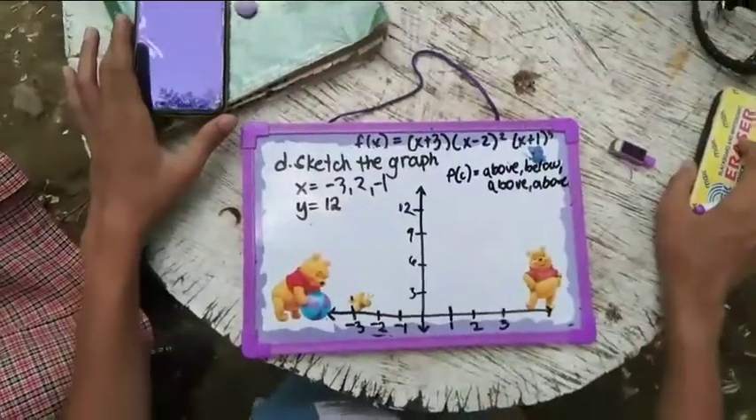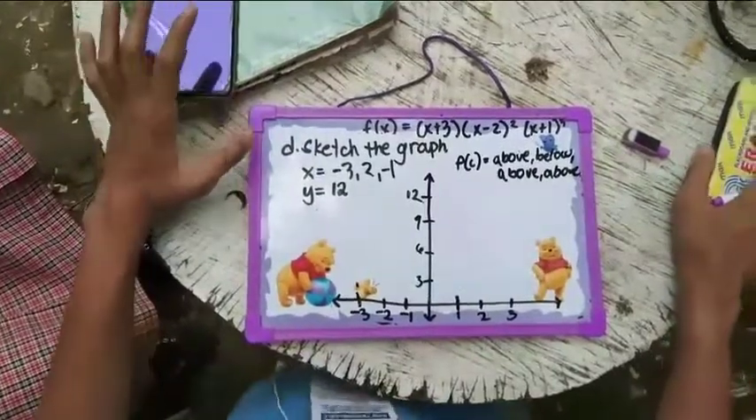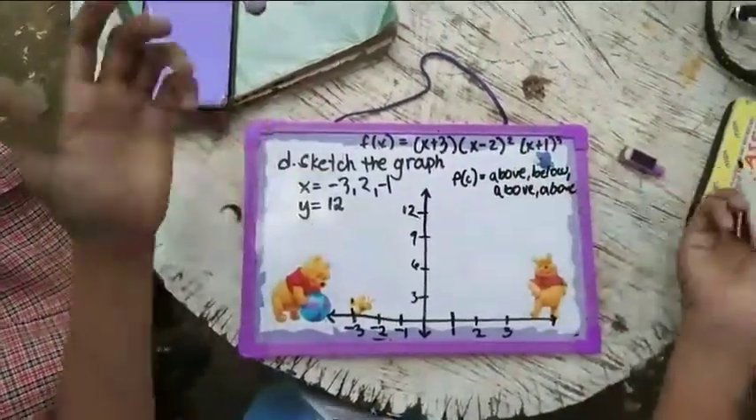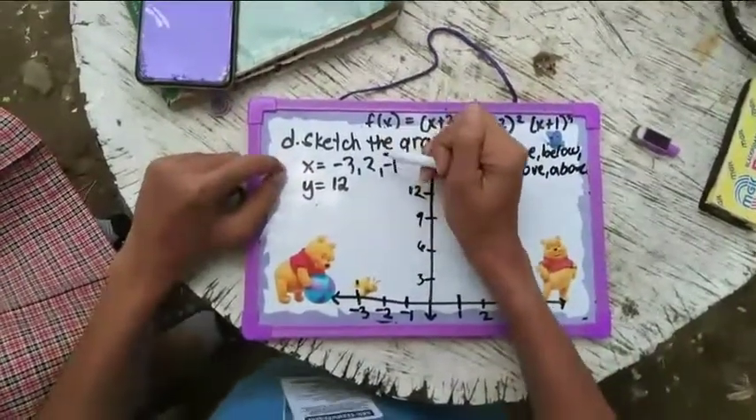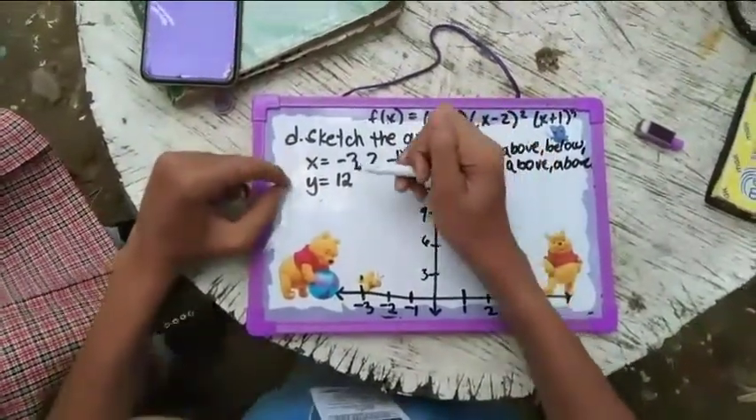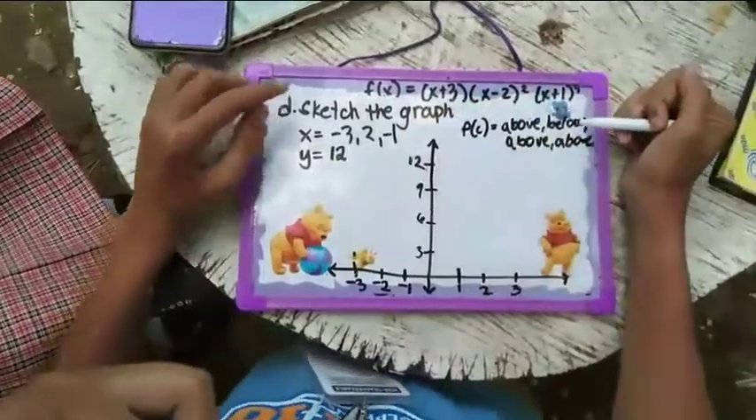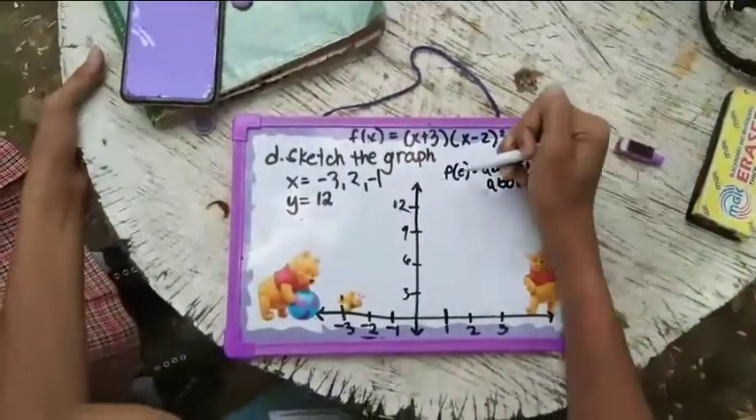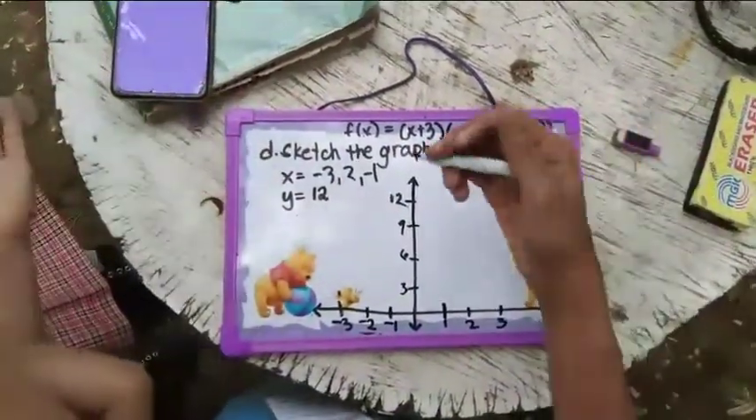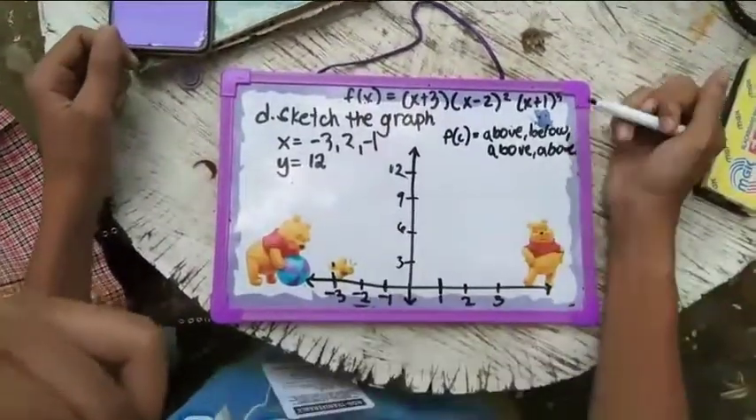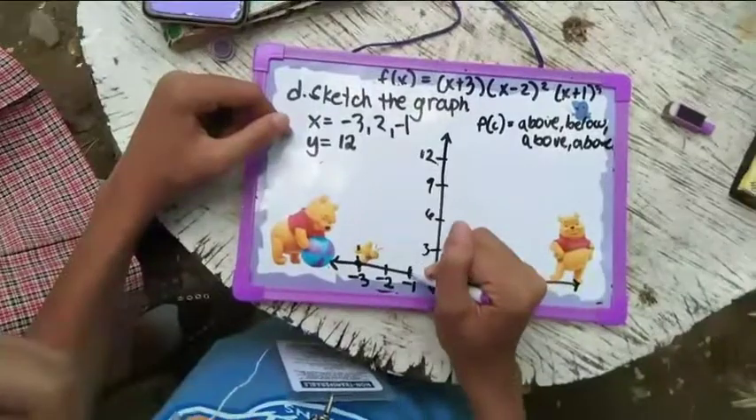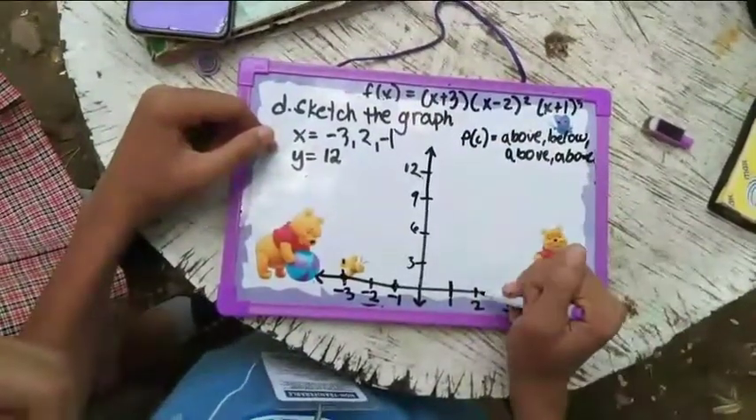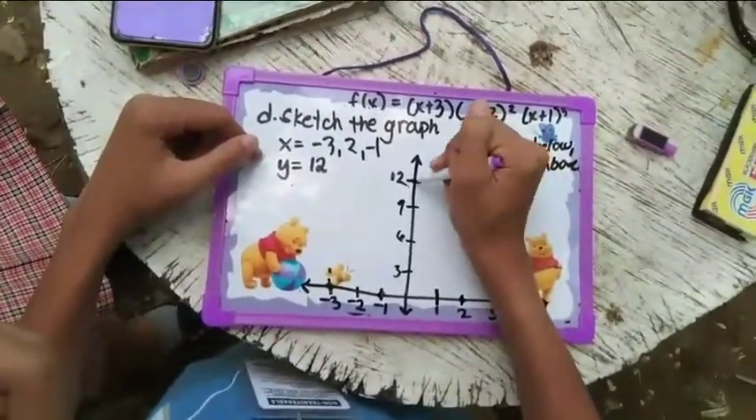So the last part of solving our first polynomial function is sketching our graph. So how do we sketch the graph? First, we are going to use our x-intercepts, -3 to -1, and the value of our y-intercepts, which is 12. We're also going to use our p of c, what we use in our table of signs, to determine the behavior of our graph. So we are going to plot the points -3, -1, 2, and our y-intercept, which is 12.